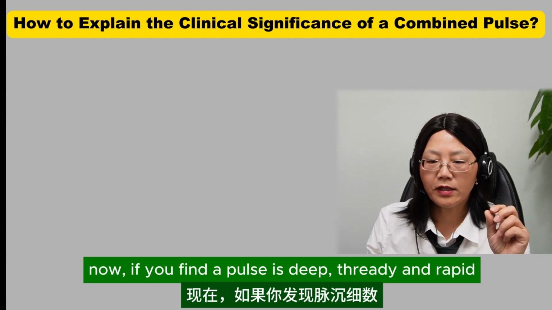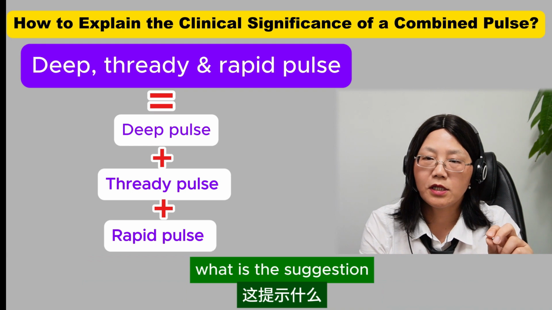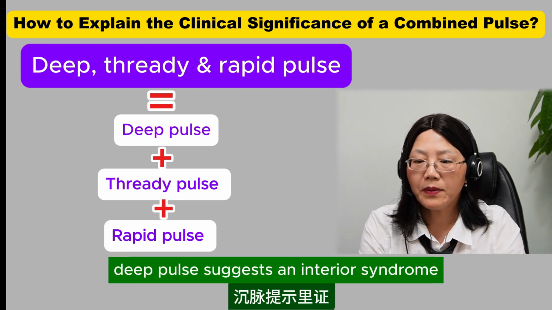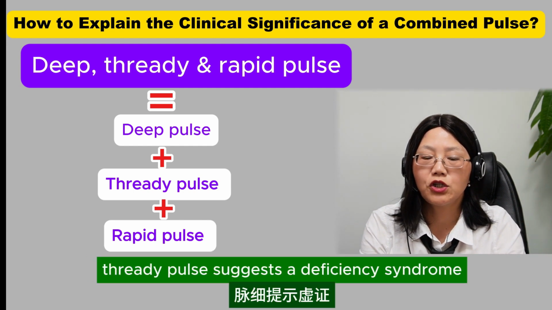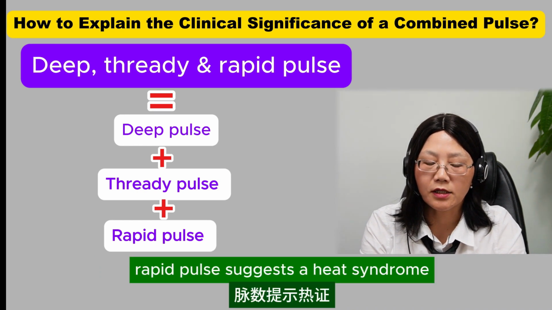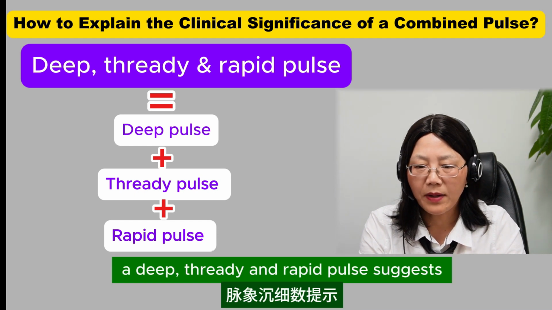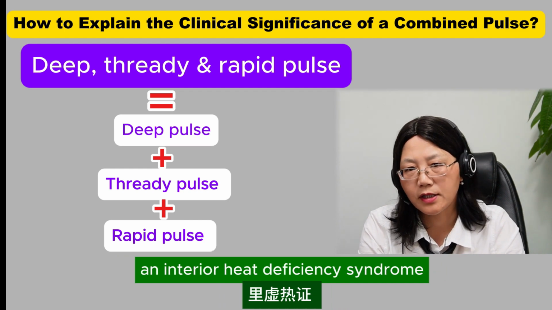Now, if you find a pulse is deep, thready, and rapid, what's the suggestion? You look at the individual indication. Deep pulse suggests an interior syndrome. Thready pulse suggests a deficiency syndrome. Rapid pulse suggests a heat syndrome. Therefore, deep, thready, and rapid pulse suggests an interior heat deficiency syndrome.